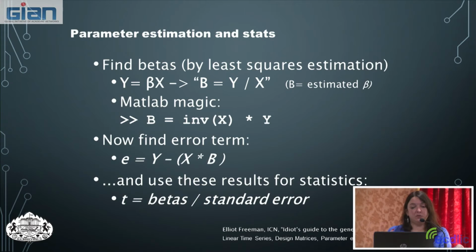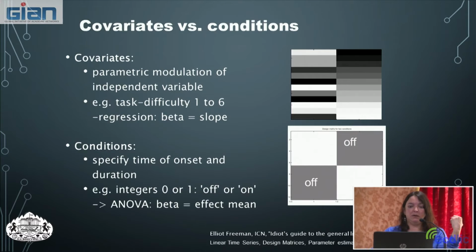Then we're going to use these model parameters to try to see if we have activation. We're going to use these betas that we can compute to try to compare different parts over time to see if we have activation.